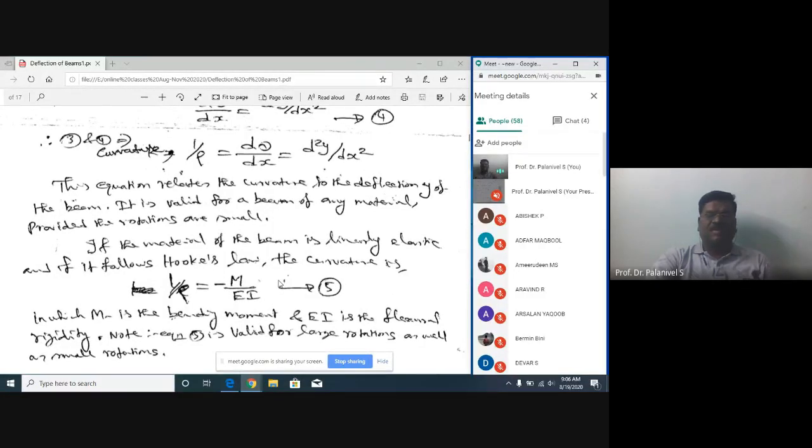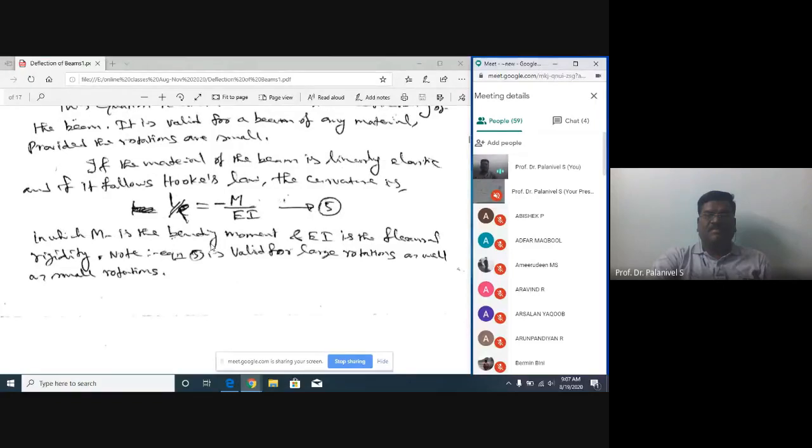This equation relates the curvature to the deflection y of the beam. Already told you last class itself. I explained. Once again, we are refreshing or reviewing it. It is valid for a beam of any material, provided the rotations are small. If the material of the beam is linearly elastic and follows Hooke's law, the curvature, as is well established in the literature, is equal to minus M by EI, but here we have curvature equal to d square y by dx square. Here M is the bending moment and EI is the flexural rigidity. Please keep it in mind, EI is called the flexural rigidity.